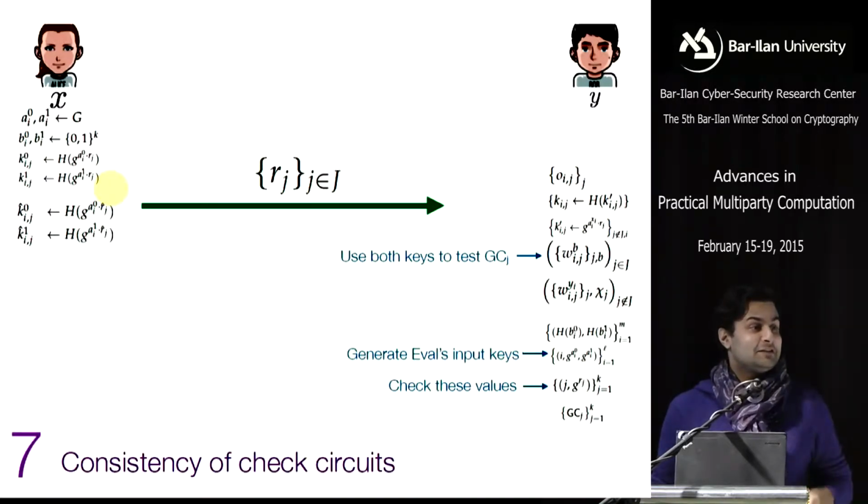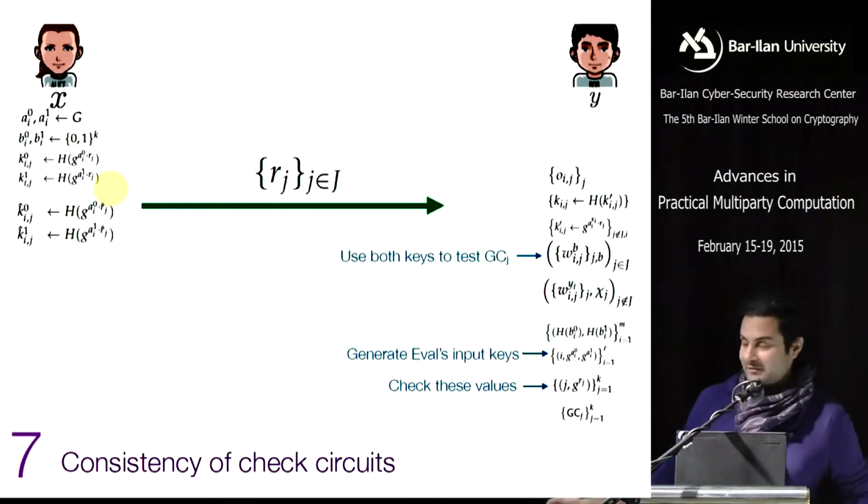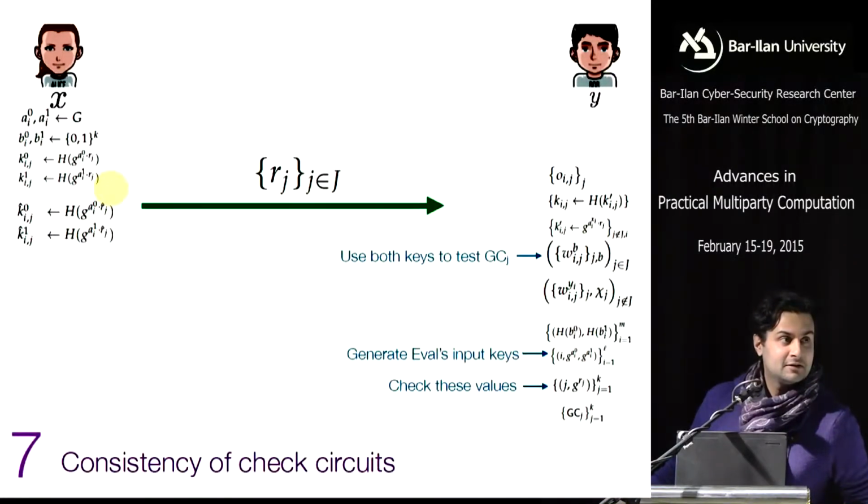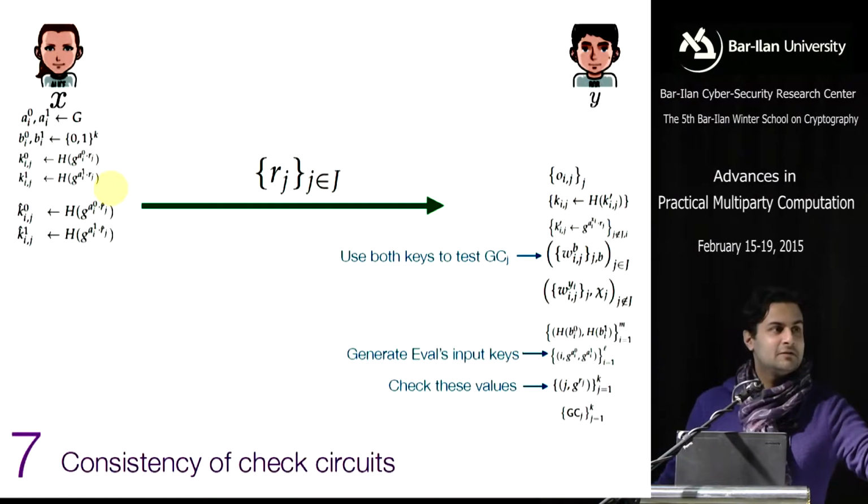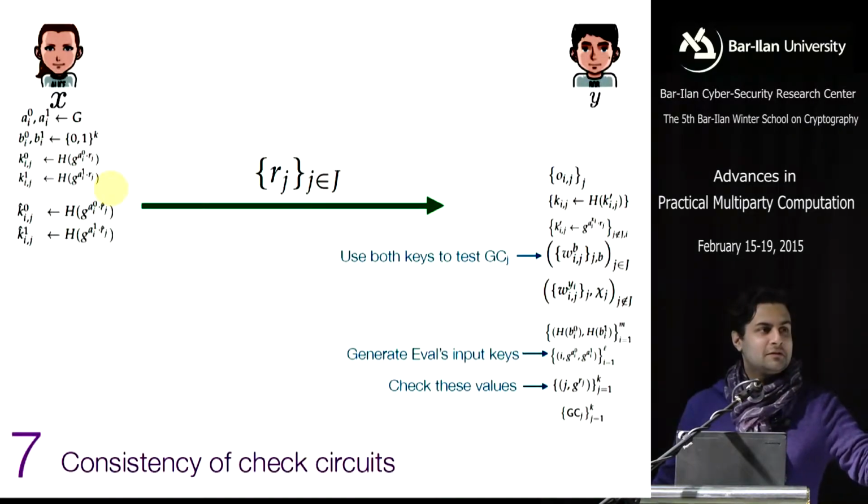Yes. You want to explain it? AI to the RJs will give us the keys for Alice's inputs. So we have all keys for Alice's inputs for the cut.